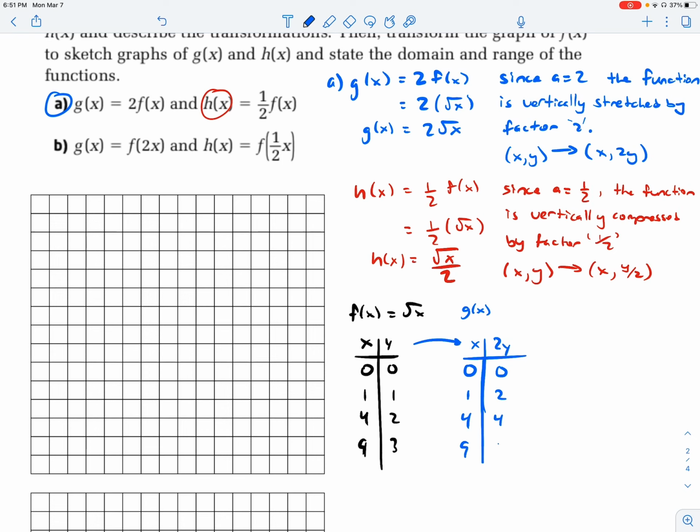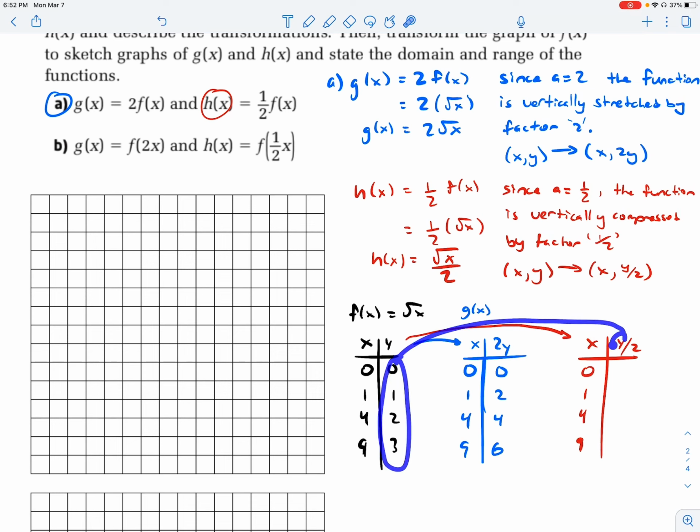And 3 times 2 is 6. So those are those new points. To get h of x, we're going to take the base ones and map them over to this formula here. Because it's compressed vertically by a half, our y values get divided by 2. So it's like we multiply y by a half to get y over 2. X values stay untouched again, and the y values, we're just going to take these from the base function and plug them into y right here.